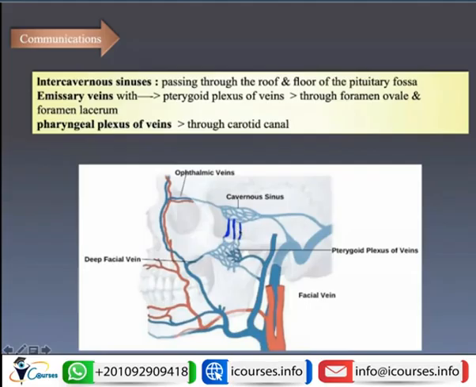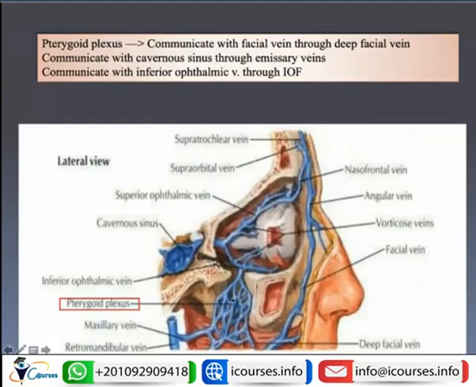The emissary veins to the pterygoid plexus of veins pass through the foramen ovale and the foramen lacerum, and it can communicate also with the pharyngeal plexus of veins through the carotid canal. Here is the communication between the cavernous sinus and the pterygoid plexus. It can communicate either through the emissary veins or through the facial vein, through the deep facial vein, and communicate with the inferior ophthalmic vein through the inferior orbital fissure.